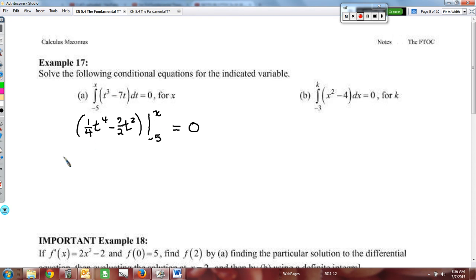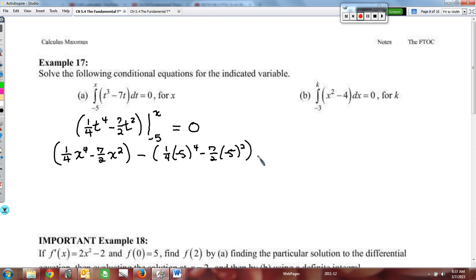We plug in our x, so we end up with 1/4 x to the 4th minus 7/2 x squared, and then we have to plug in our -5. Remember, you're doing net change, so minus 1/4 (-5) to the 4th minus 7/2 (-5) squared, and that's equal to 0. So let's do a little simplifying here.